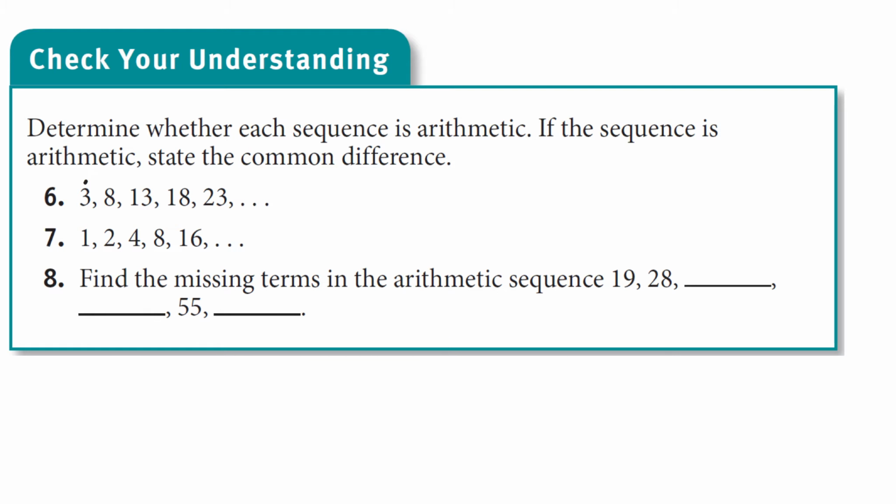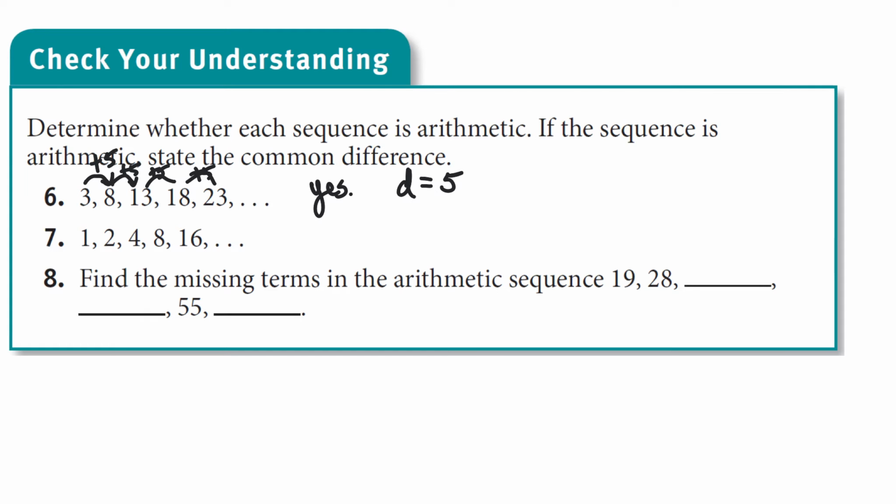We see that to go from the first term of the sequence, from 3 to 8, is an addition of 5, and from 8 to 13 is also an addition of 5, plus 5, plus 5. So what we do have here is an arithmetic sequence. Yes, it is arithmetic. And the common difference is equal to positive 5.